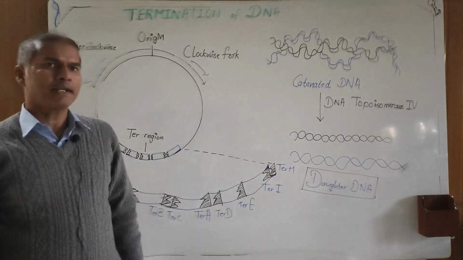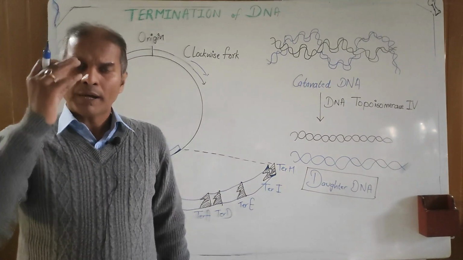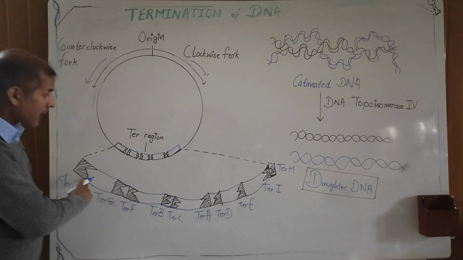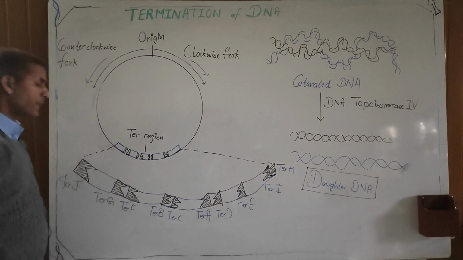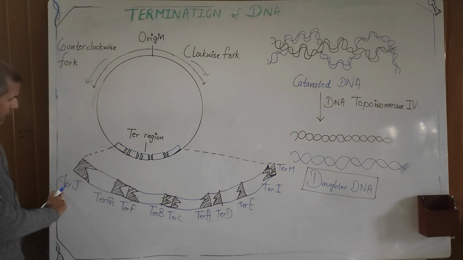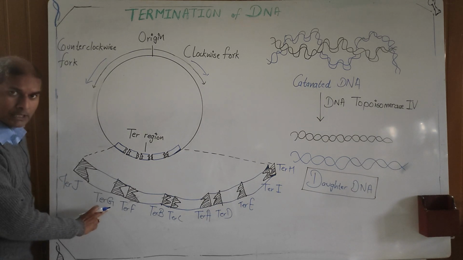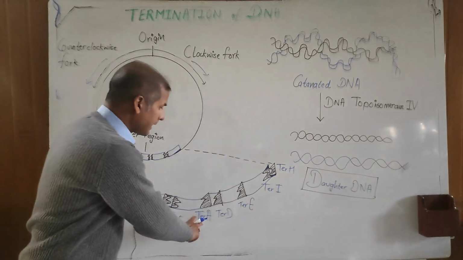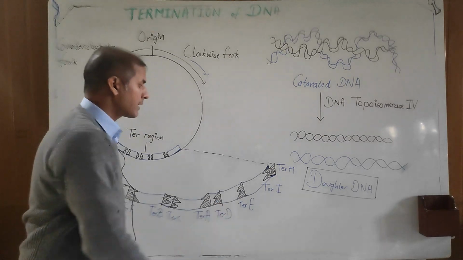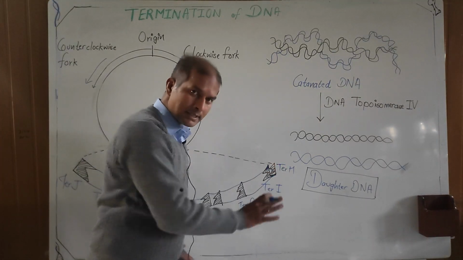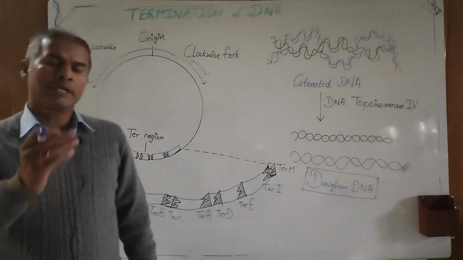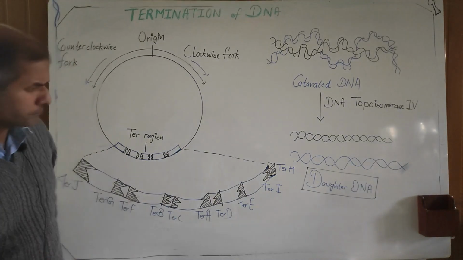This TER sequence contains a 20 base pair sequence, and several TER sequences are present in this termination region. We can see here different types of TER sequences, like TER J, TER G, TER F, TER B, TER C, TER A, TER D, TER E, TER I and TER H sequence. This TER region is responsible for the termination of the DNA replication process.